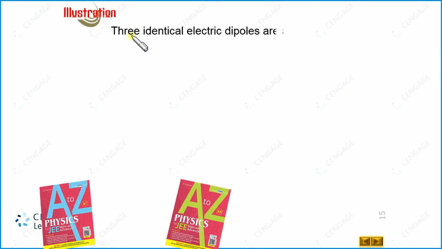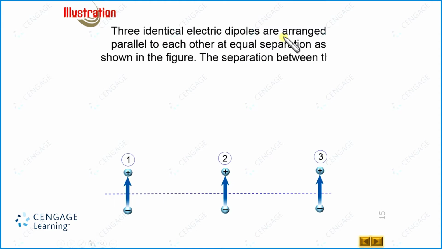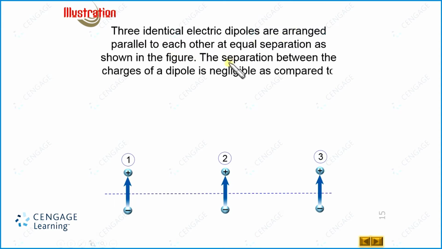In this illustration, we are given three identical electric dipoles arranged parallel to each other, 1, 2, 3, at equal separation as shown in the figure. That means the separation between dipole number 1 and 2 is the same as the separation between 2 and 3.